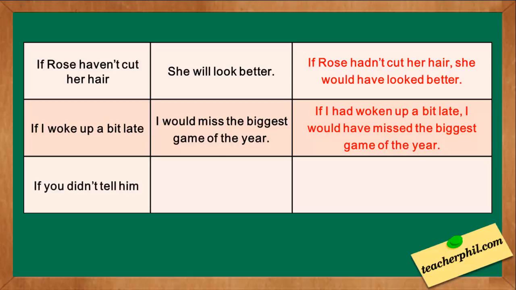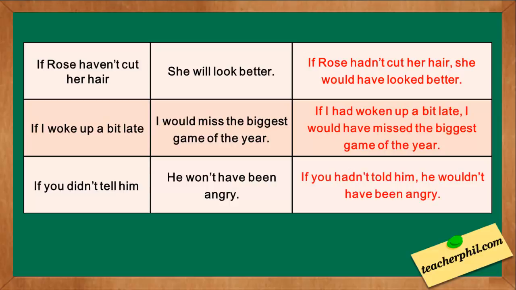The last one: if you didn't tell him, he won't have been angry. The answer is, if you hadn't told him, he wouldn't have been angry. The if clause "if you didn't tell him" is in the past simple. We need to change it into past perfect: if you hadn't told him. The result clause used the contraction will not. This is wrong since we need to use would. He wouldn't have been angry.